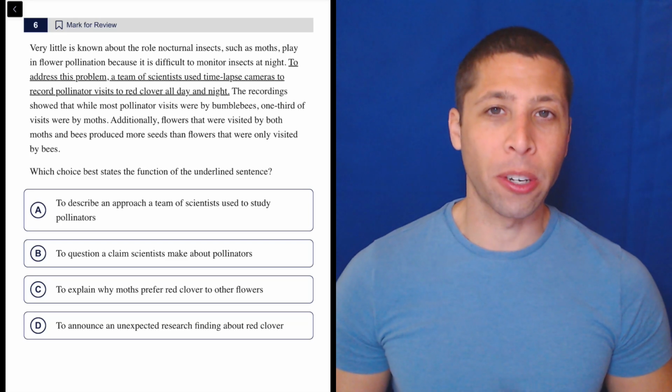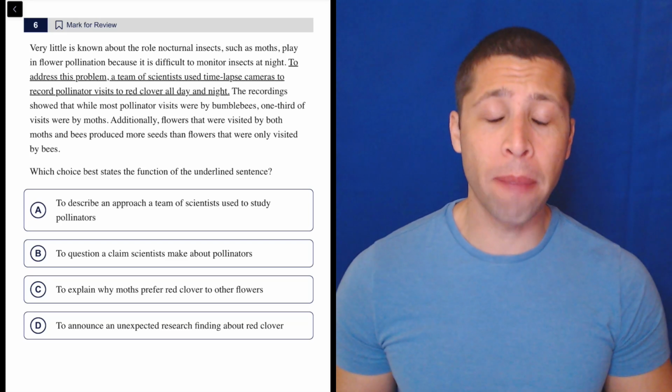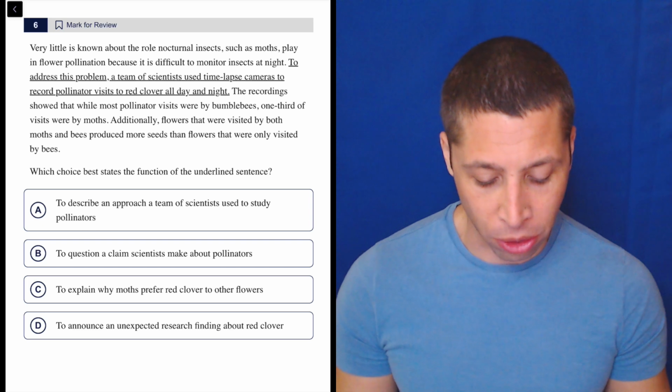This question tells us to focus on the underlined portion, so let's make sure we do that, but we're still going to read the entire passage. So let's go right into it.